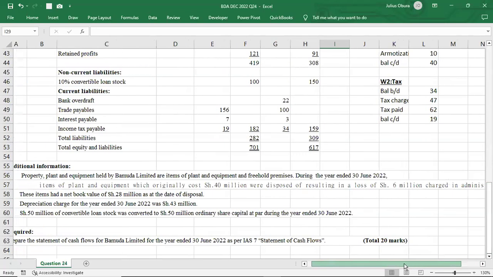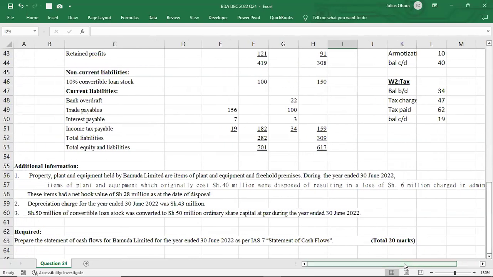Here, you are told that property, plant, and equipment held by Bermuda Limited are items of plant and equipment and freehold premises. During the year ended 30th of June 2022, items of plant and equipment which originally cost 40 million shillings were disposed of, resulting in a loss of 6 million shillings. These items had a net book value of 28 million shillings at the date of disposal.